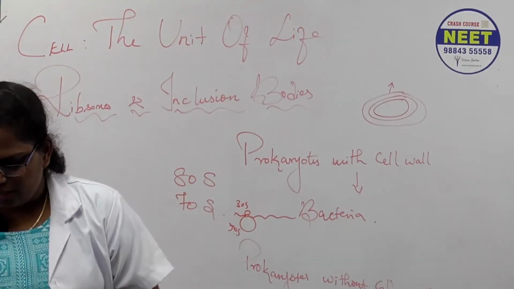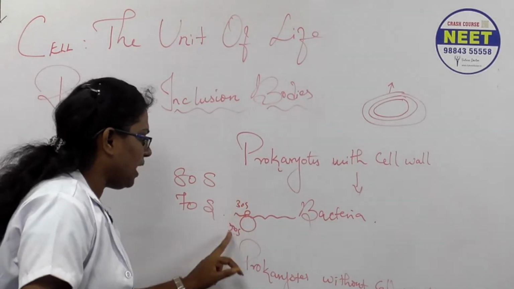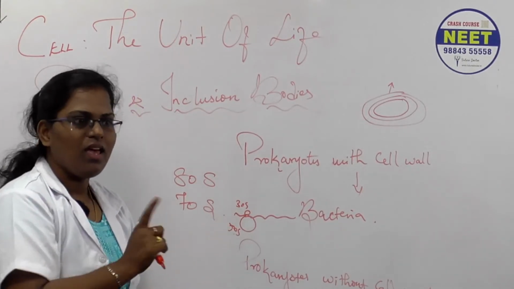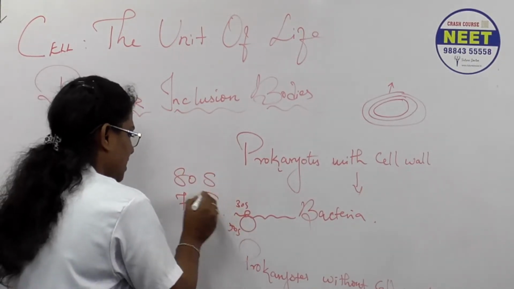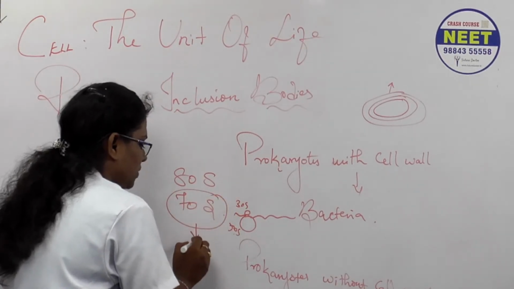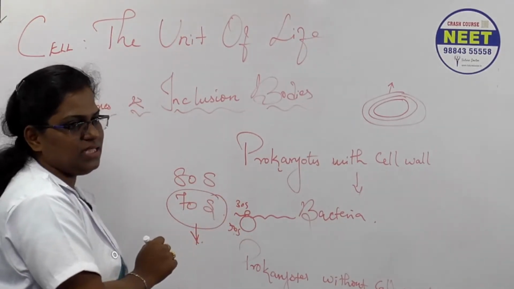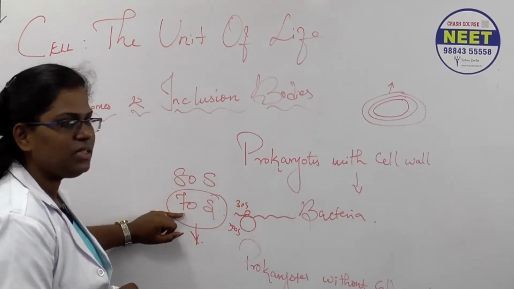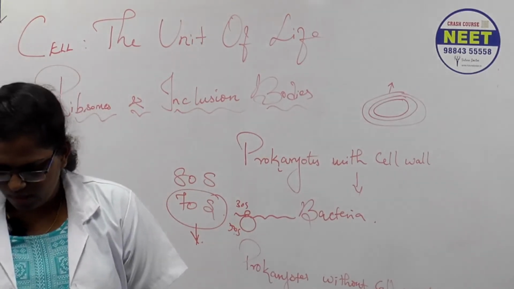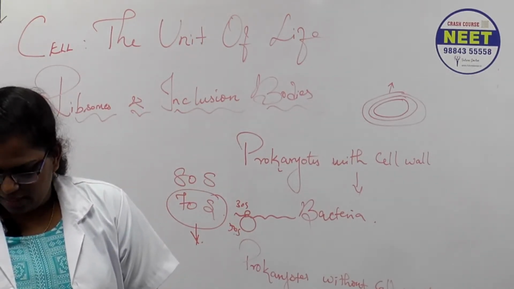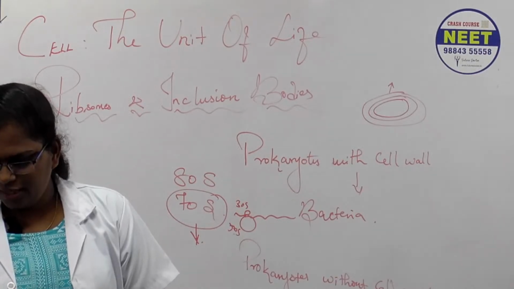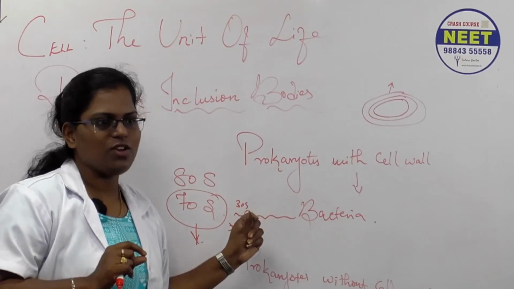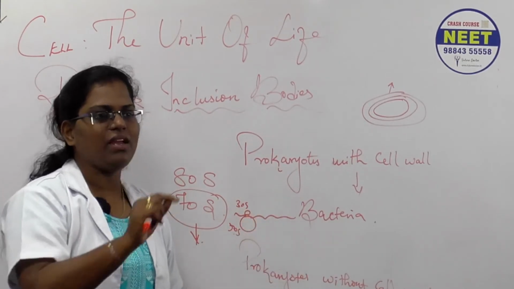When present together, 50 plus 30 would be 80, but in prokaryotic cells only 70S Swedberg units will be present because of the sedimentation time. So it is 70S. Ribosomes are the site of protein synthesis.